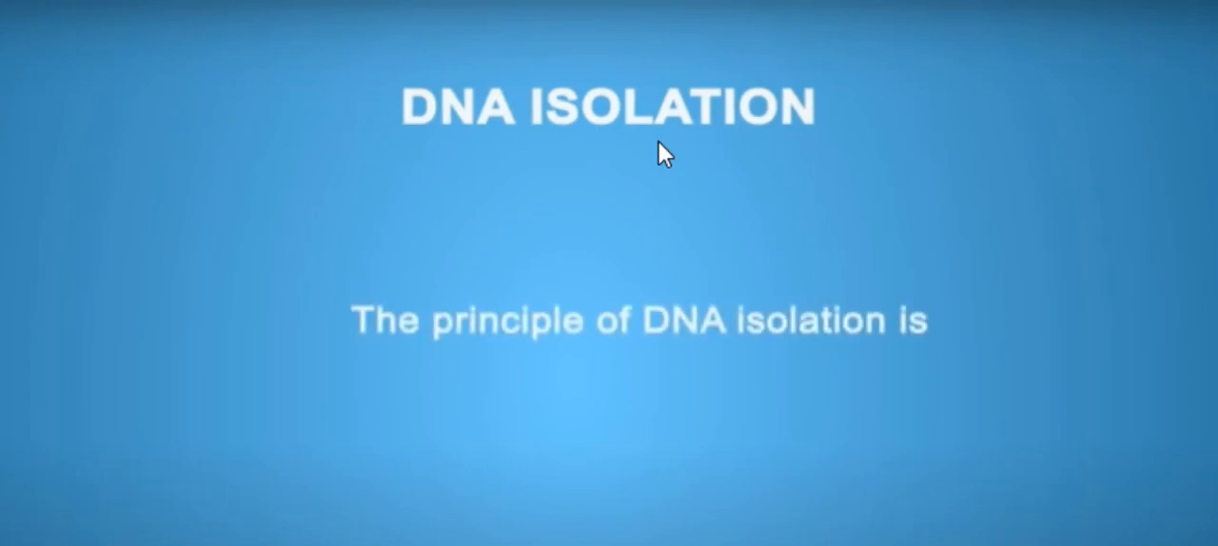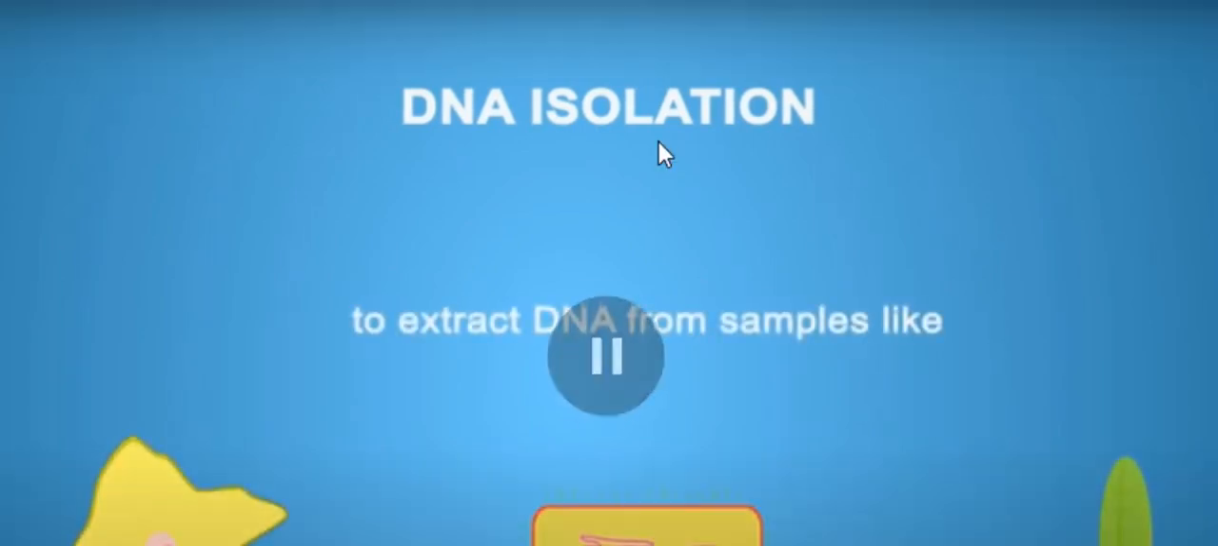Listen. Generally, DNA isolation means we have to extract the DNA from a sample like a human cell, bacteria cell, or any plant tissue. For example, the cell of a chick. Let us see how we can extract the DNA from it.